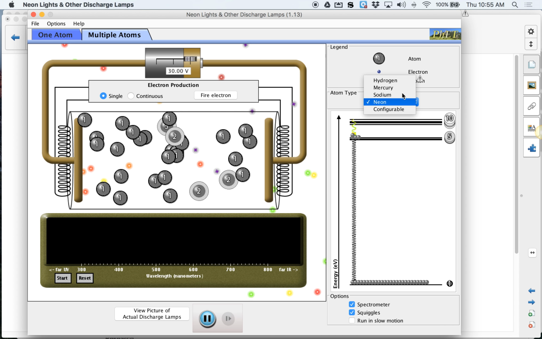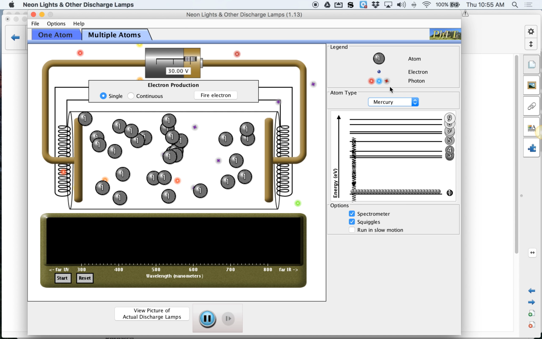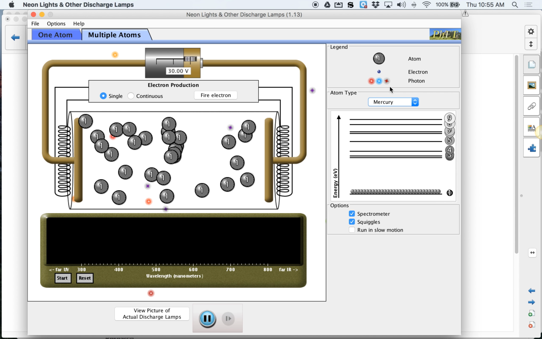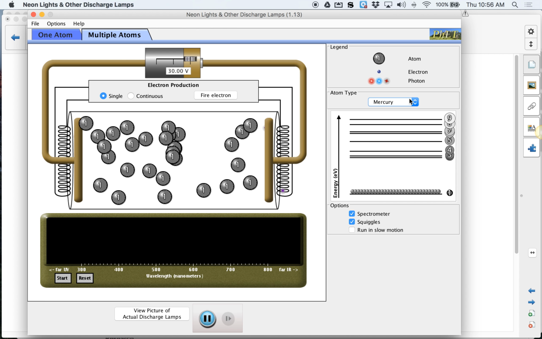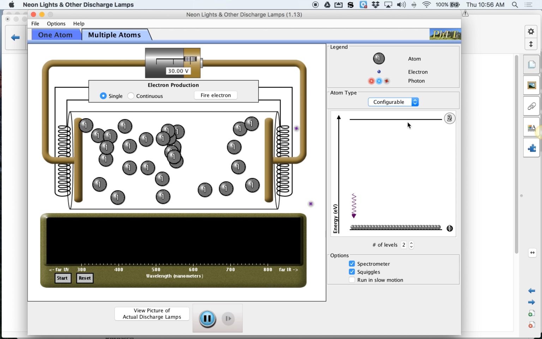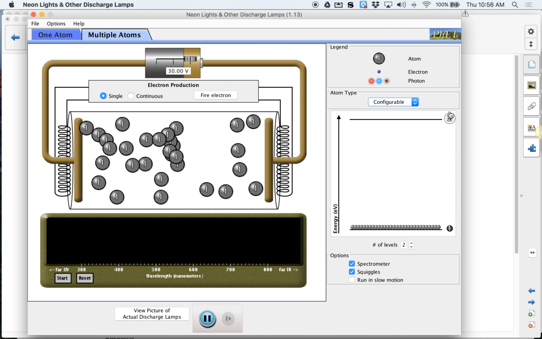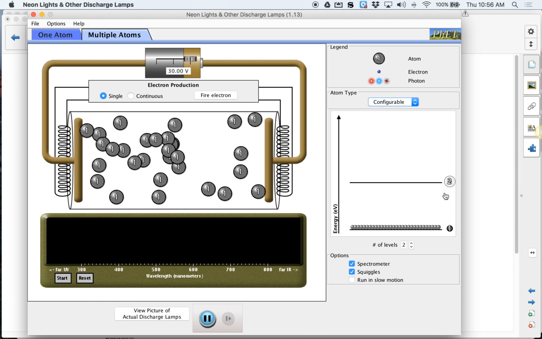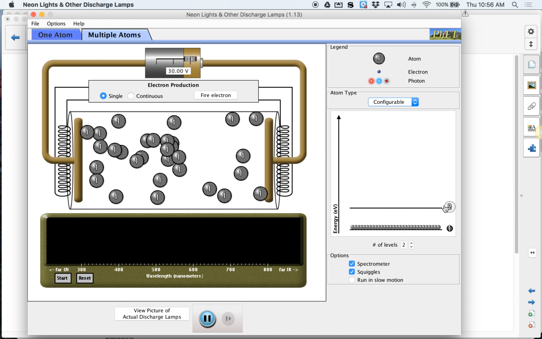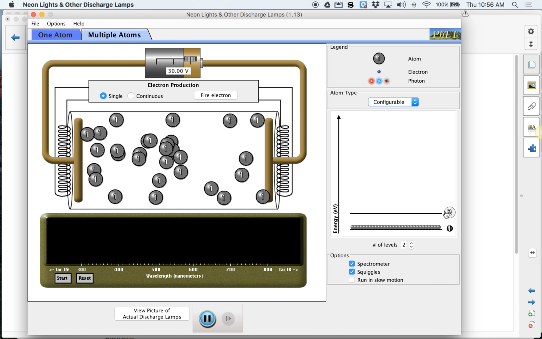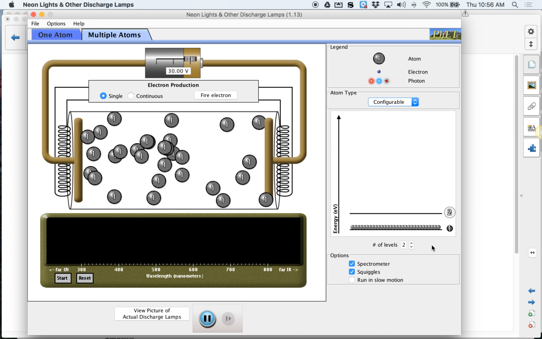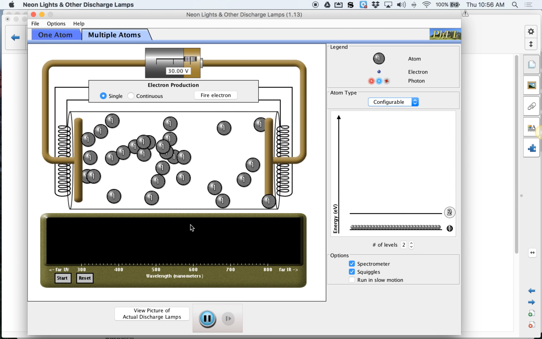Well, this is kind of what we're doing. There's mercury, too, so we can look at the energy level gaps there. Okay? But what's cool is you can go to a configurable one. So here, you can actually change where you want that energy level to be. So, let's go way down here. We're just gonna do 2 levels for now so that we can kind of see.